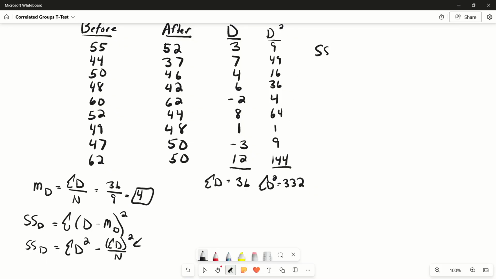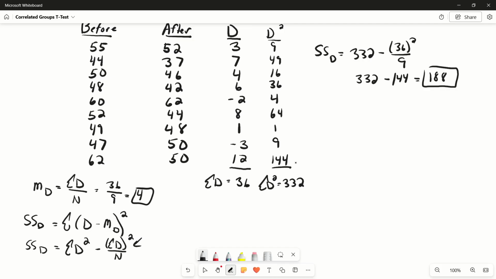So the sum of squares of the difference scores is the sum of d squared, which is 332, minus the sum of d, which is 36, squared, over n, which is 9. Simplifying this, 332 minus, we do 36 squared over 9, we get 144. And that's going to be equal to 188. So the sum of squares of the difference scores is 188.